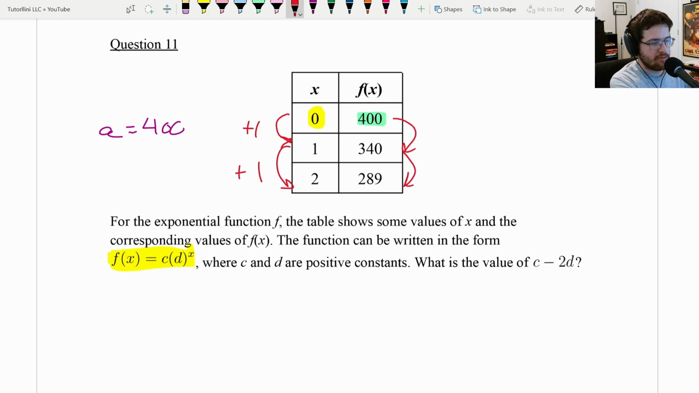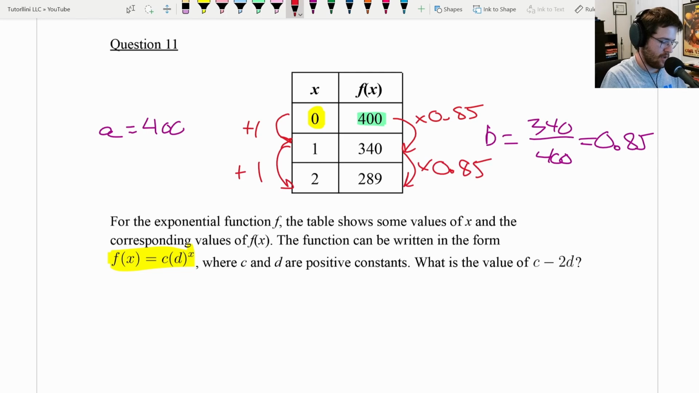So what I'm going to do is pick a random one of those y values and divide by the preceding y value. So how about I do 340 divided by 400? And I'll do that on a calculator. And I am getting 0.85. So each time x goes up by 1, this is getting multiplied by 0.85, and you can verify that. That would be a good idea. If I do 400 times 0.85, do I get 340? Yep. Then if I multiply that by 0.85, do I get 289? Yep. Okay, so the function is 400 times 0.85 to the x.